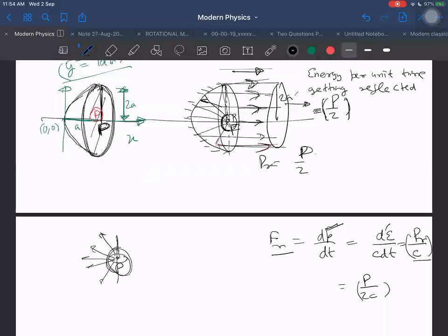Some students answered already. Somebody was saying P by 2C. They were focusing only on this part, but they were forgetting that during incidence there is also a force.